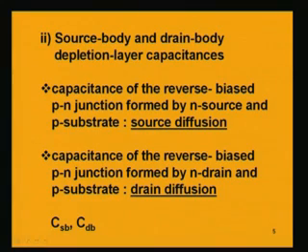So, because of the presence of this depletion layer in the p-n junction formed between the drain and the body as well as the source and the body, the drain diffusion and the source diffusion capacitances will be present. Because of these depletion layer capacitances, we have two capacitances, named source to body capacitance CSB and drain to body capacitance CDB. So, altogether we now have 5 capacitances in the MOSFET device.